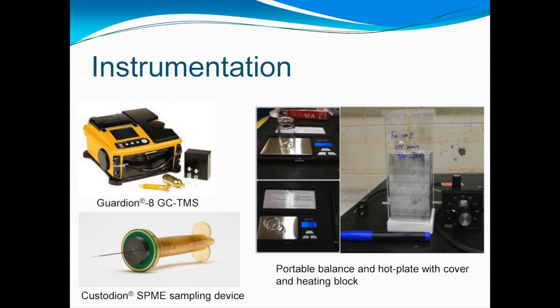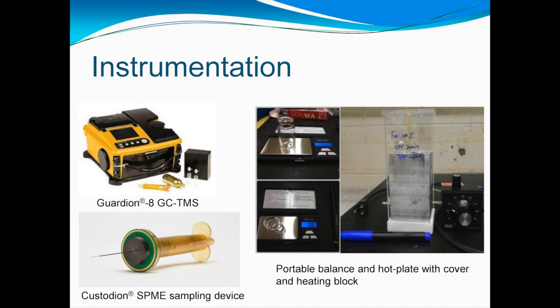It's been available for a few years. It's made by Torion. It's called the Guardion 8 is the particular model we have. And it's a GC mass spec, and so it can separate a complex mixture of PCBs or any other volatile, and then it has a detector that can measure the mass or the fragmentation pattern of any one of those PCBs at any given time.